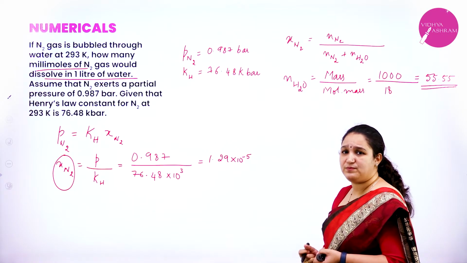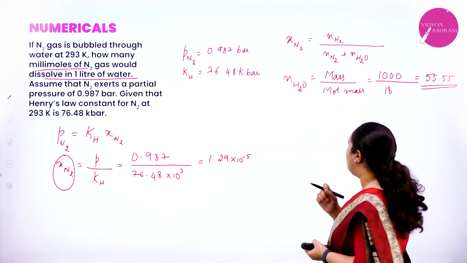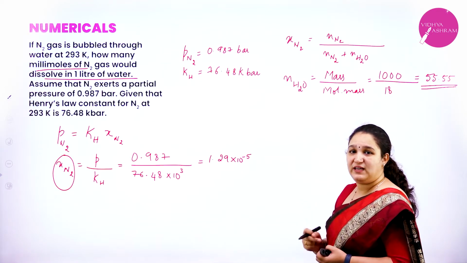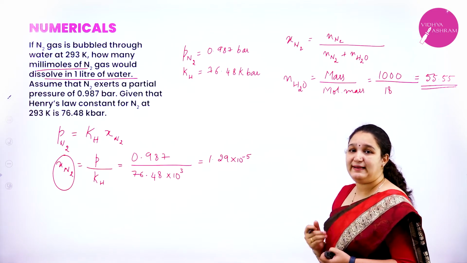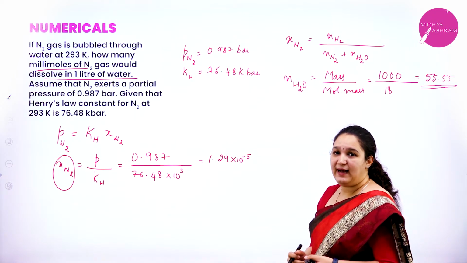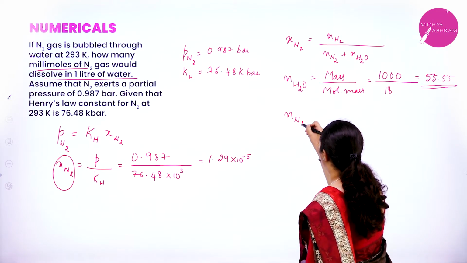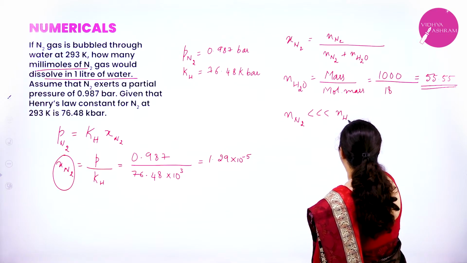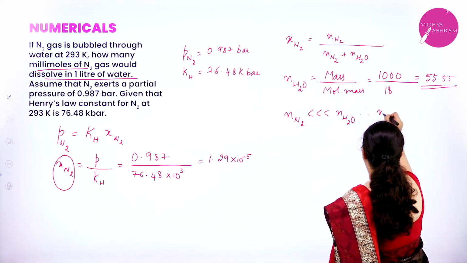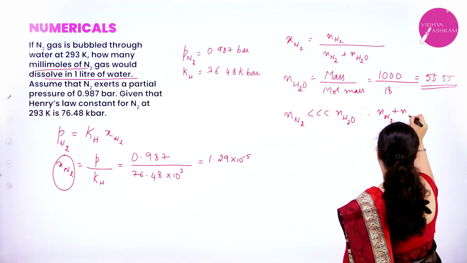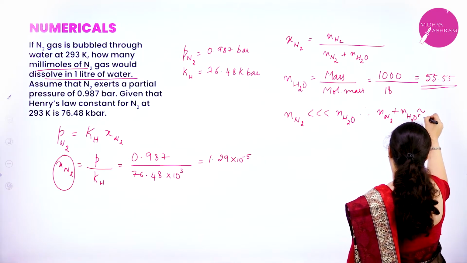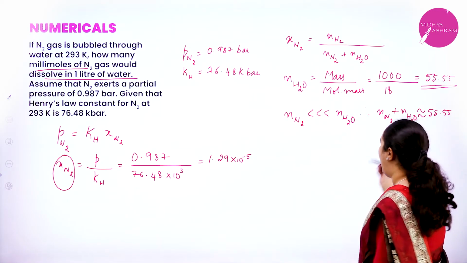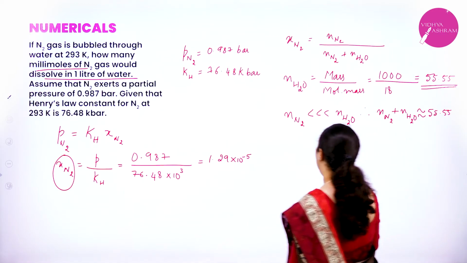Then how will I solve this? Compared to the number of moles of water, the number of moles of nitrogen is very less, so we are going to neglect it. We'll be writing it as: NN2 is very less compared to the number of moles of water. Therefore, NN2 plus NH2O is approximately equal to 55.55. I am going to consider this and substitute in the formula above.